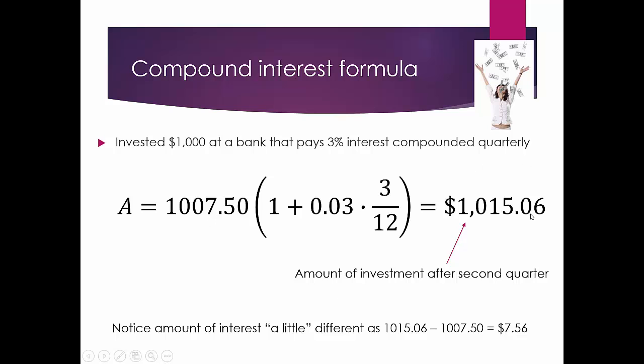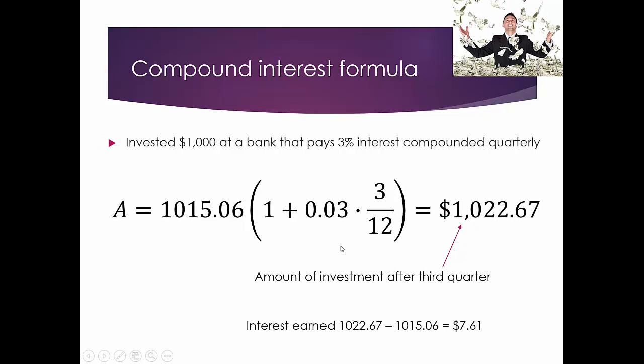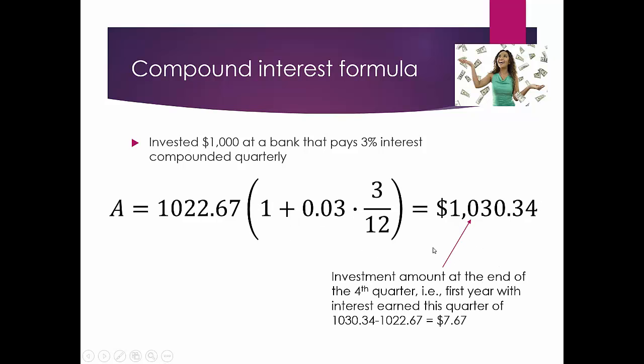We get our new amount after the second quarter. And as you can see, interest has changed a little bit. And then this becomes the amount for the next quarter. So what's happening, and you don't see it huge because our interest rate is so small, 3%, and plus the $1,000 is so small, but this is actually going up, and that's what we talk about, interest on interest. So we continue to do this. This becomes the principal for the new period until we get through the investment at the end of the year, that is the fourth quarter. So the first year with interest earned this quarter.